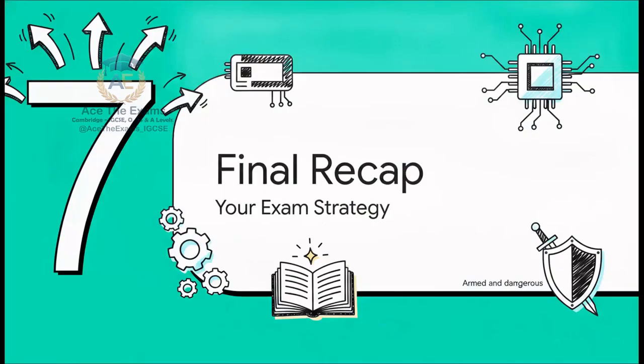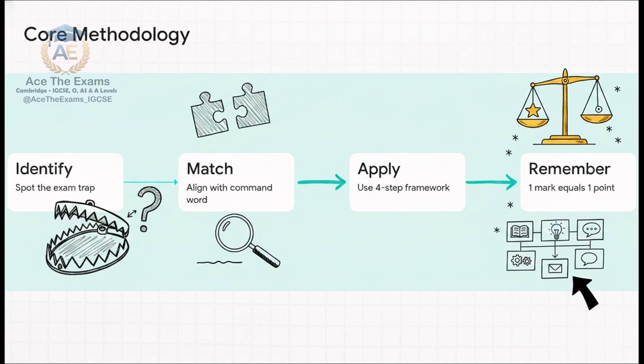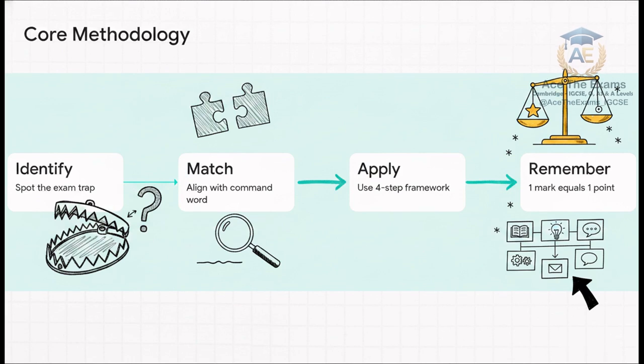All right, Section 7, final recap, your exam strategy. Okay, here is your core methodology summarized. Step 1, always identify the trap before you write a single word. Step 2, match your answer depth perfectly to the examiner's command word. Step 3, apply that 4-step framework, concept, evidence, reasoning, wording. And step 4, the golden rule, 1 mark equals 1 distinct technical point. This structured, visual approach is exactly how you need to tackle paper 2.